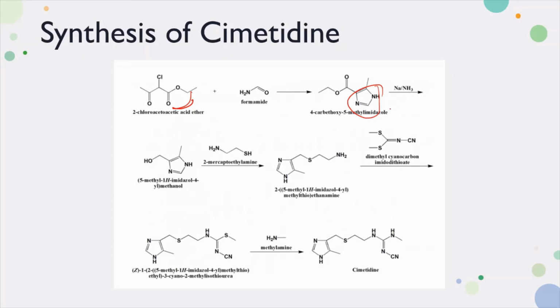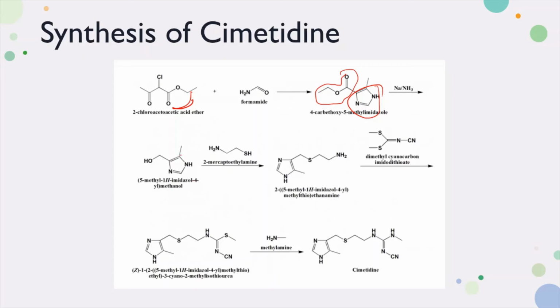Now sodium and ammonia will carry out a further process. In this case, this acidic group, this ether group, is being hydrolyzed, and what we are getting is 5-methyl 1H imidazole 4-yl methanol.